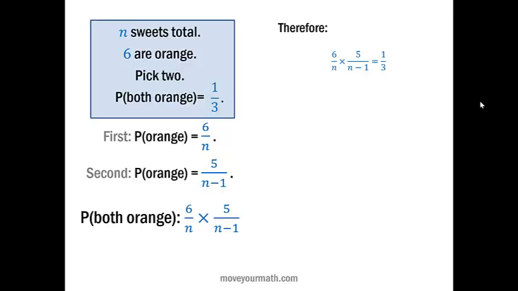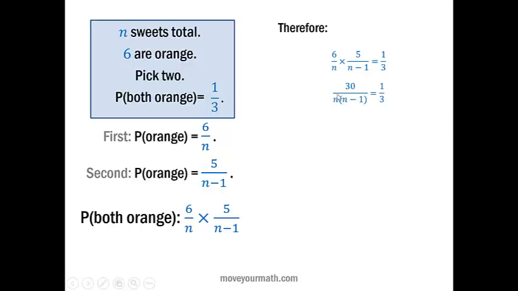And now what we've got to do is get down to the thing we were asked to show. We were asked to show that n squared minus n minus 90 equals 0. So our job now isn't probability, it's algebra. We've got some algebra to do on this to see if we can turn it into this. So let's have a look. The first thing we'll do is the multiplication of these algebraic fractions. So we get 6 5s are 30 and n times n minus 1. We do top times top, bottom times bottom.